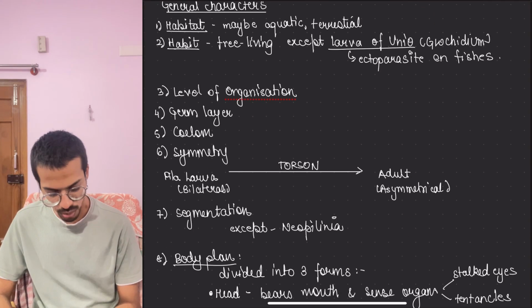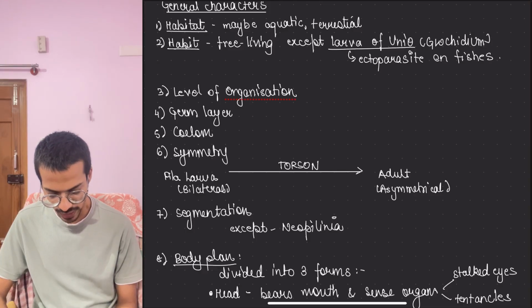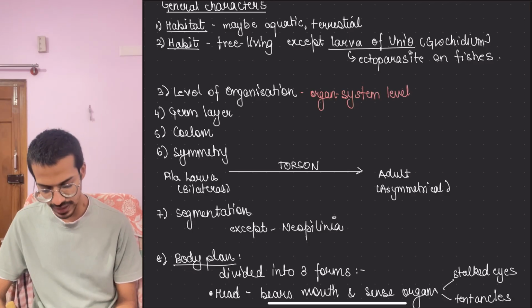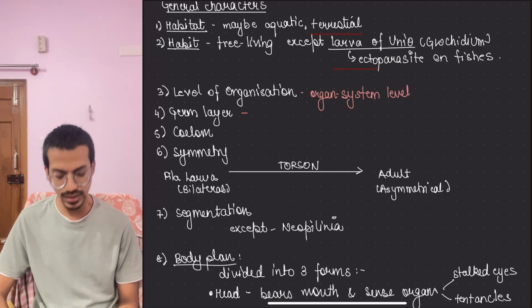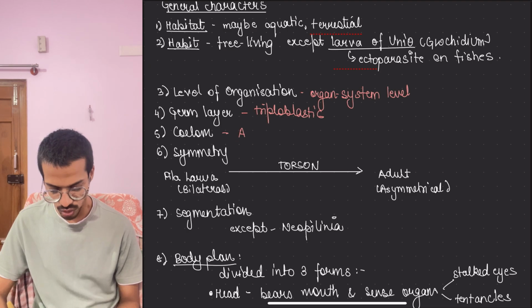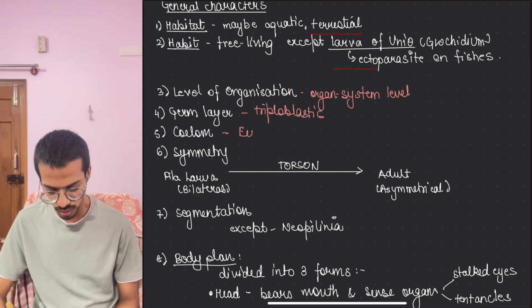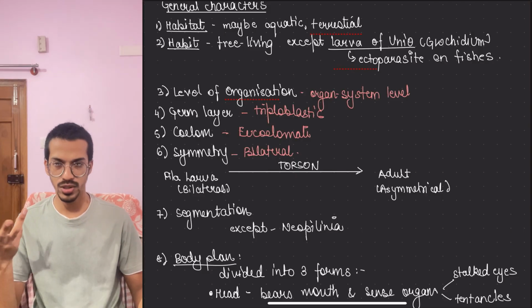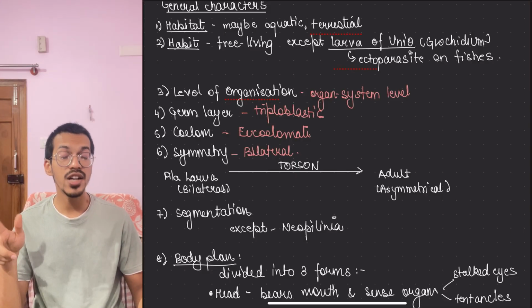Then comes our most important topic, the level of organization: organ system level. Germ layers: total 3, that is, triploblastic. Coelom: true coelomates, so eucoelomate. Symmetry: they are bilaterally symmetrical, but there is one exception. The Pila larva undergoes torsion.